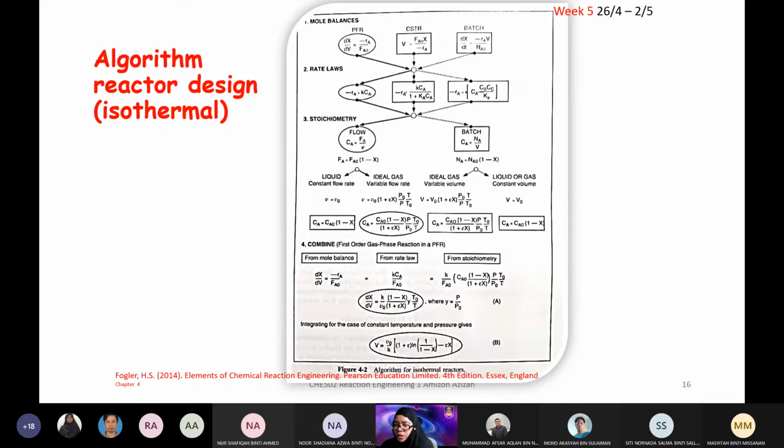Then the algorithm, the same isothermal condition, compares between batch, CSTR, and also PFR. So with different conditions for the batch, for the CSTR, and also the PFR, for a flow or batch system, whether it's liquid, ideal gas, variable flow rate, or variable volume, or liquid with constant volume, or even gas with constant volume, yeah, or volumetric flow rate, when there is no change of number of moles, even for a gas form, right?